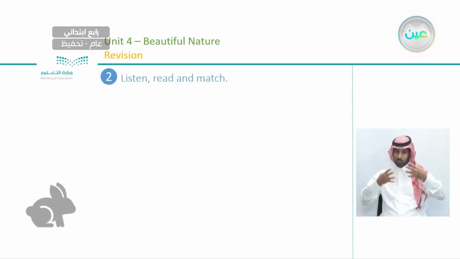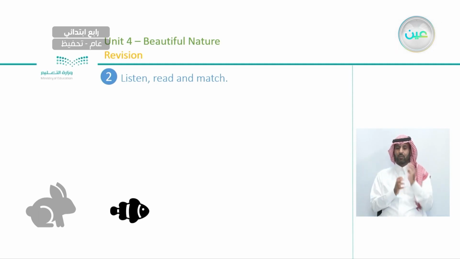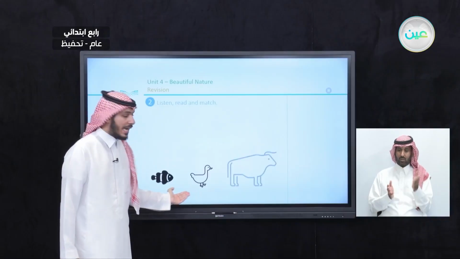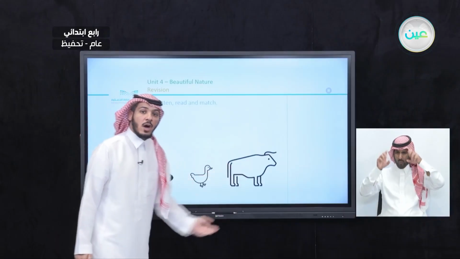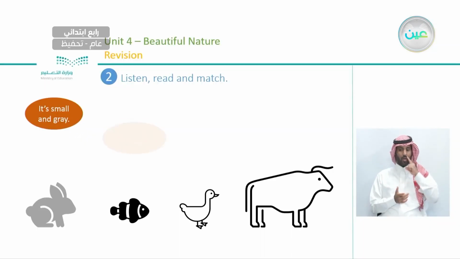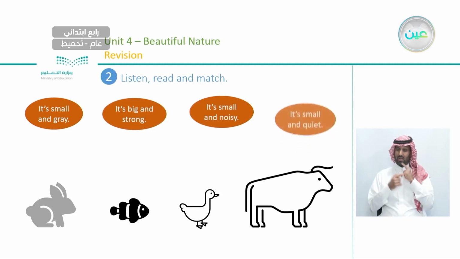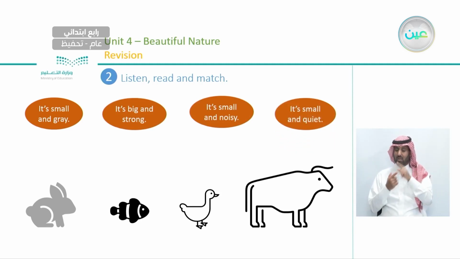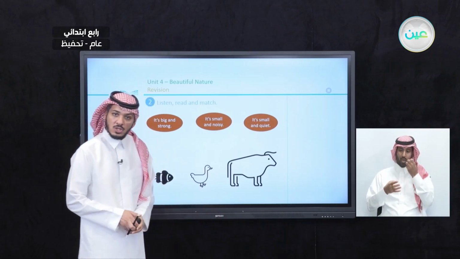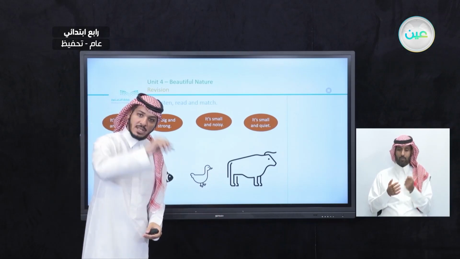Now number 2, listen, read, and match. We have 4 animals. The first one here is a rabbit. We have a fish. We have a duck, and we have a bull. It's small and gray. It's big and strong. It's small and noisy. It's small and quiet. What will we do? We will match. You will use your pen or pencil and match between them.